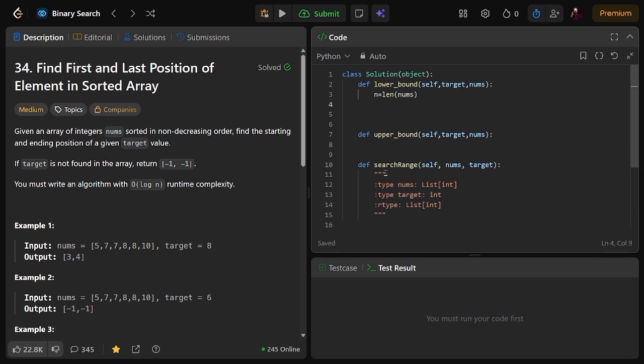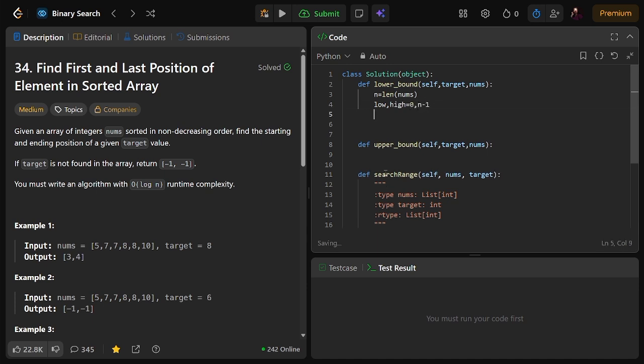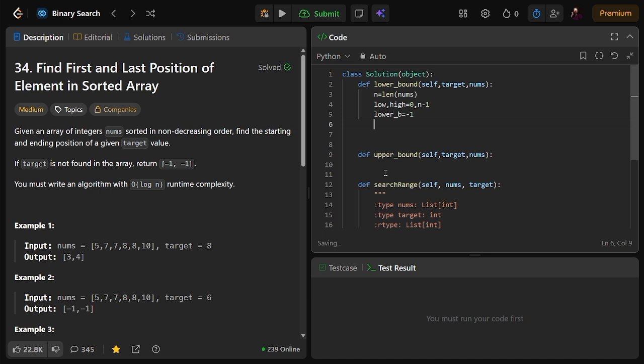And then I'm going to take low, then we have high, which is going to be 0 and n minus 1, right? And now we're also going to take a lower bound variable. By default, I'm giving it minus 1. Why am I giving minus 1? Because in case I don't find the target inside my nums, we're going to get minus 1, right?